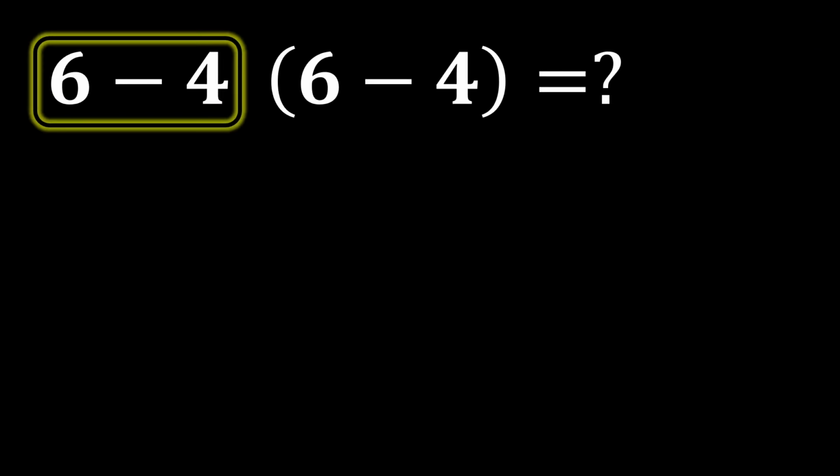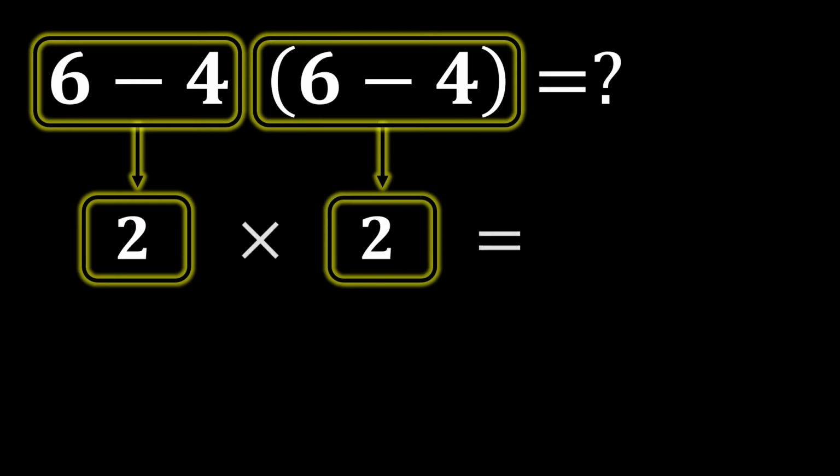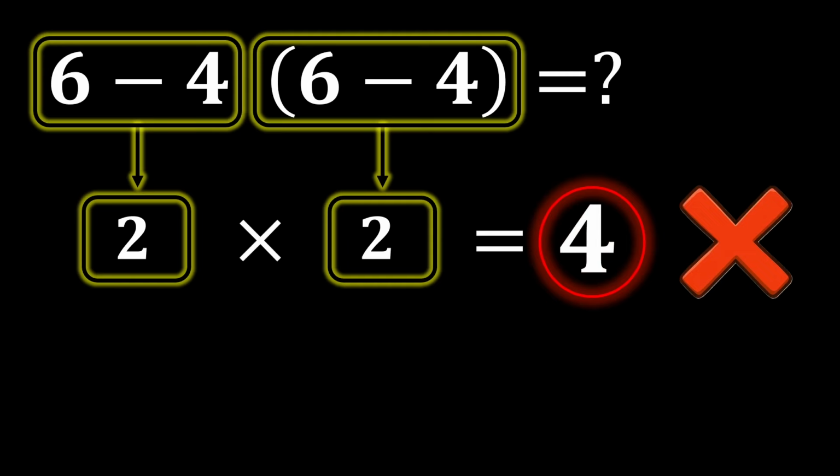Some of these people may first subtract 4 from 6, getting 2. Then, inside the parentheses, they again subtract 4 from 6, and get another 2. Finally, they multiply 2 by 2 and reach the final answer of 4. However, this answer is not correct, because we did not follow one of the most important rules in mathematics.